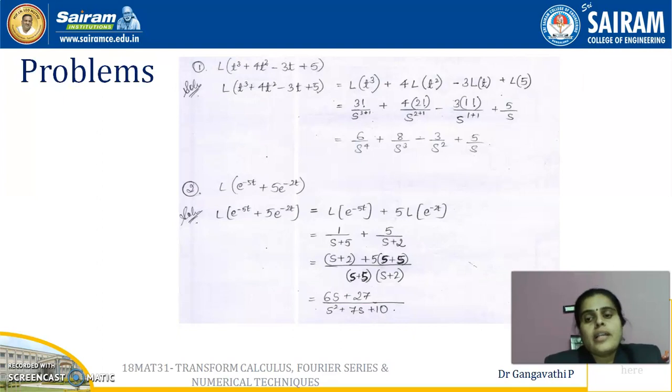So those are all the things which we need to remember, and we have to apply those things while working out the problems. So let us see a few examples of how exactly we are going to use those standard forms, definitions and properties. So look at the first problem. We are asked to find the Laplace transform of t cube plus 4t square minus 3t plus 5.